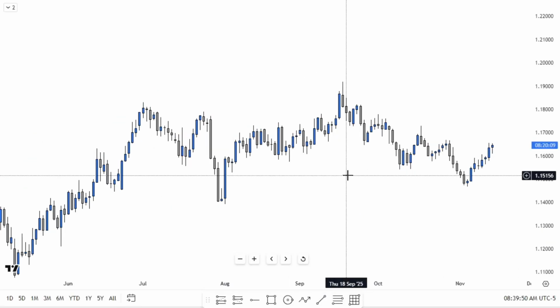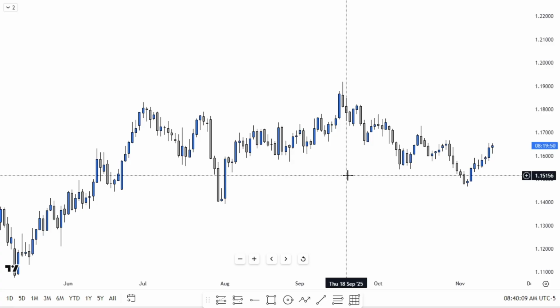In today's video, we're going to talk about top-down analysis, probably one of the most overlooked parts of trading. Everyone wants to find the perfect entry, but if your bias is wrong, it doesn't matter how clean your setup looks. You're still going to lose that trade.